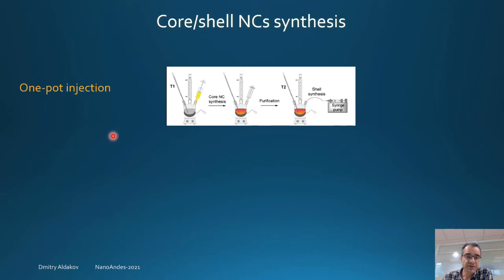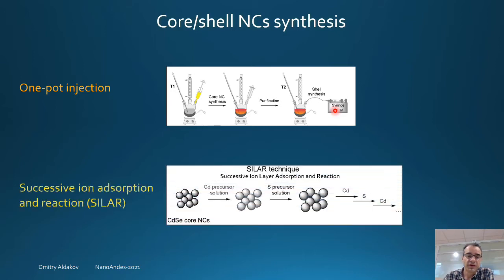How can we synthesize the core shell system? First, the simplest one is one-pot injection. You make your nanocrystal synthesis first by hot injection or something else. Then you can purify, or sometimes not. You can use just the solution as is. And then you inject the shell precursors. Usually we use a syringe pump to control the amount of precursors which we put into solution. And you have your in situ growth of the shell.